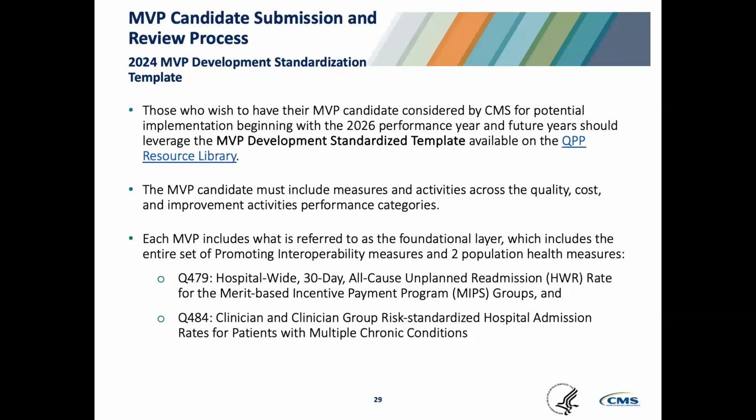The MVP candidate must include measures and activities across the quality, cost, and improvement activities performance categories. Each MVP includes what is referred to as the foundational layer. This foundational layer includes the entire set of promoting interoperability performance category measures, as well as 2 population health measures. The 2 population health measures are Quality Measure 479 and Quality Measure 484. Next slide, please.